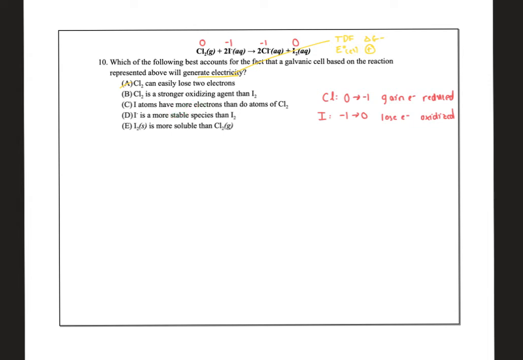I atoms have more electrons than do atoms of chlorine. We've never talked about number of electrons being an influencer. I minus is more stable than I2. Well, no, because we are making more of this. Both of them exist. We are producing more of this, so stability is not an issue. And more soluble, we don't care really anything about solubility when we talk about these galvanic cells. So it seems like B is the best choice.